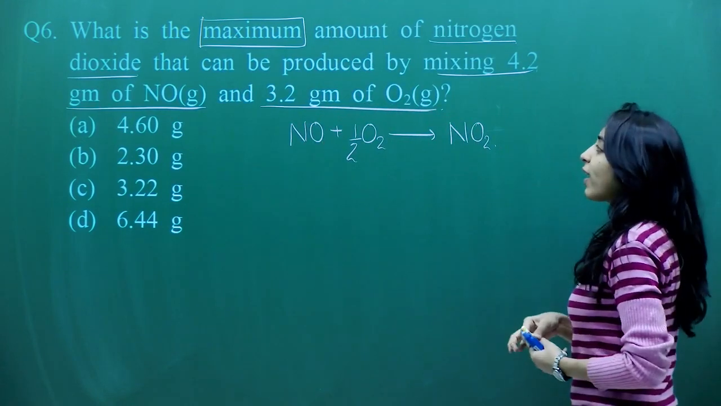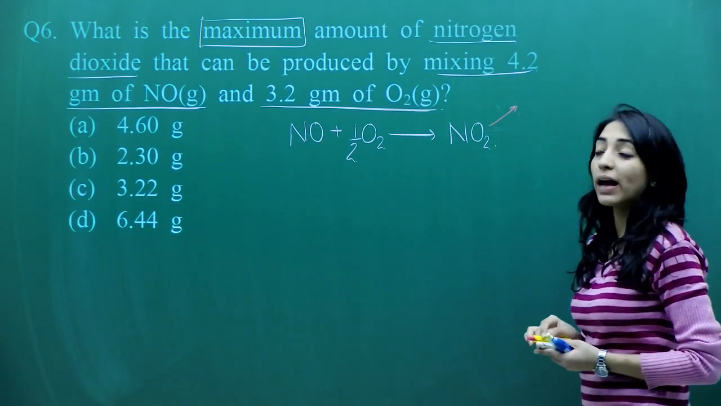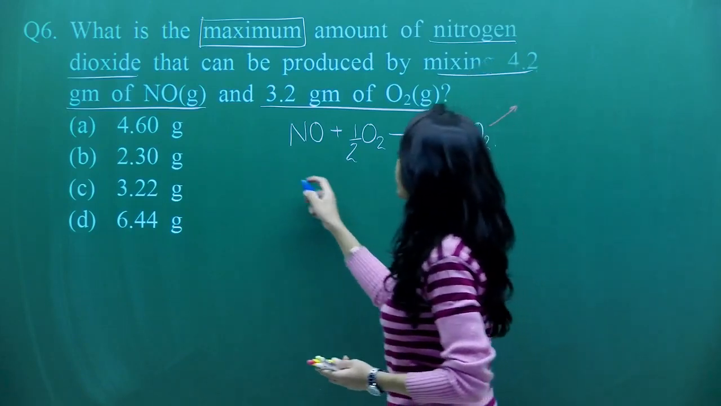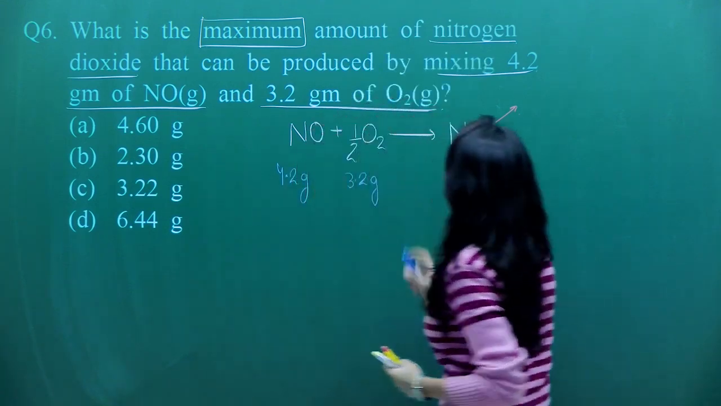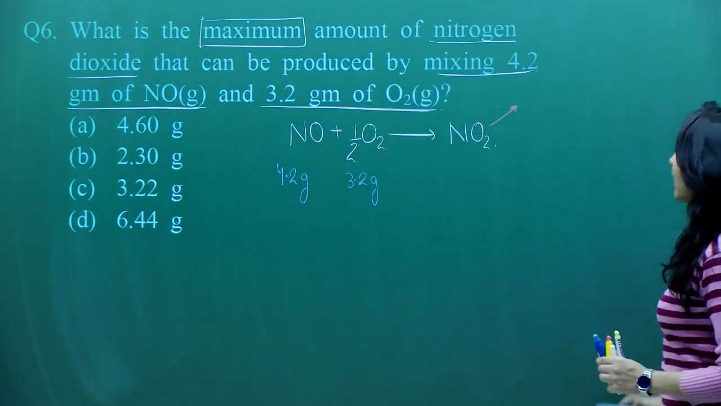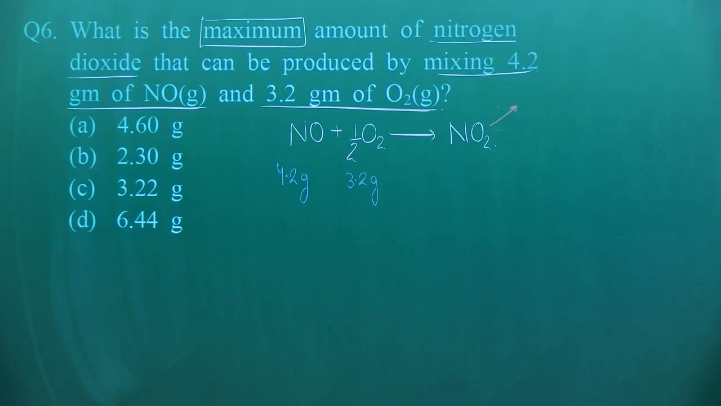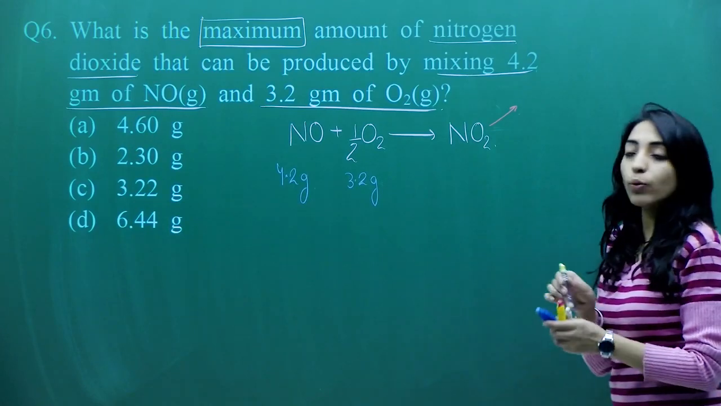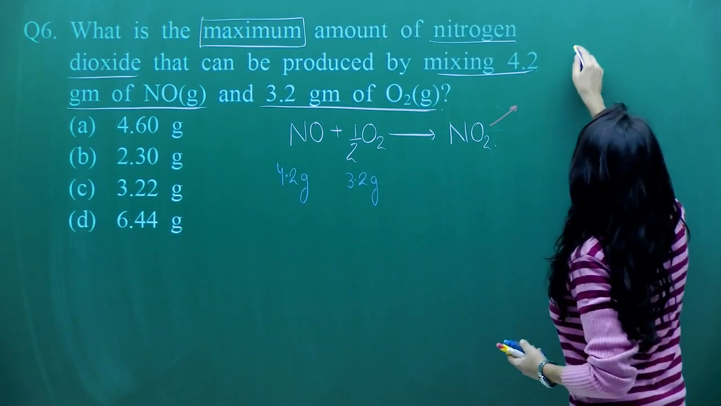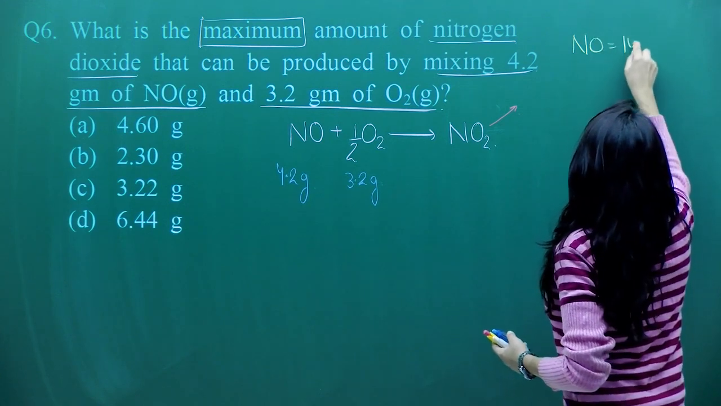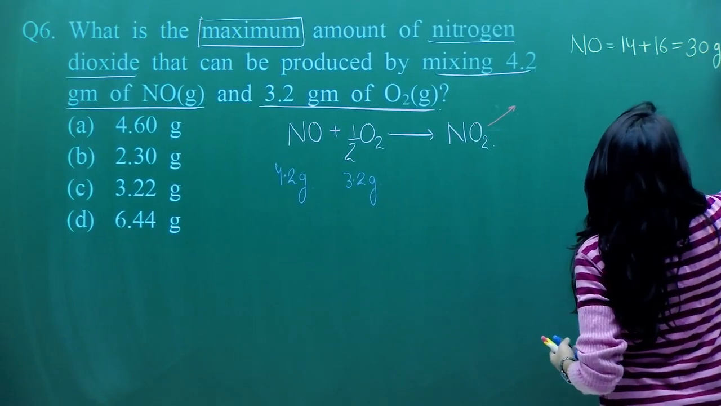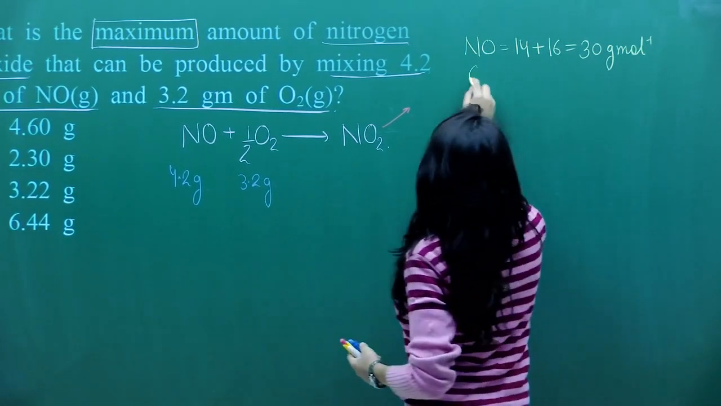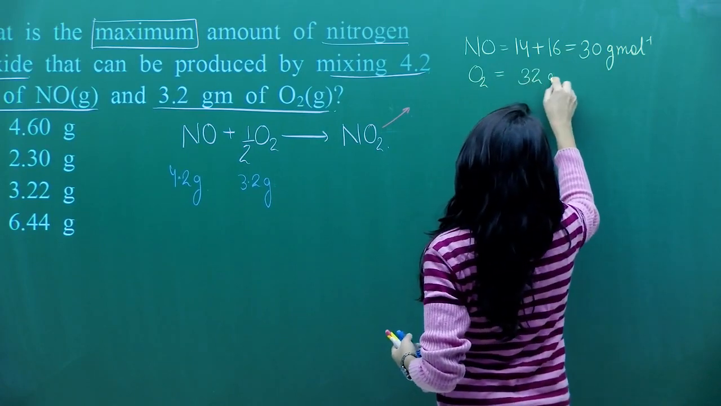Right? So we need to find out what should be the maximum amount of NO2 that can be produced by mixing 4.2 grams of NO and 3.2 grams of O2, right? Let us see how we can move on to the answer for this particular question. First of all, I'll ask you to figure out what is the molar mass of NO. NO will be 14 plus 16. That means 30 grams per mole. And O2 will be 32 grams per mole.